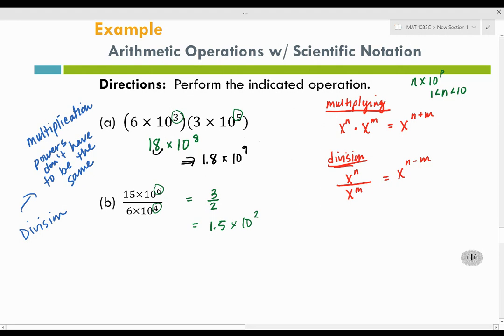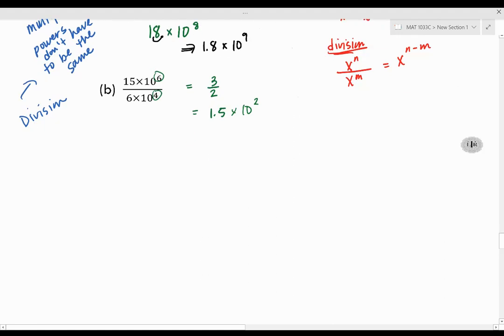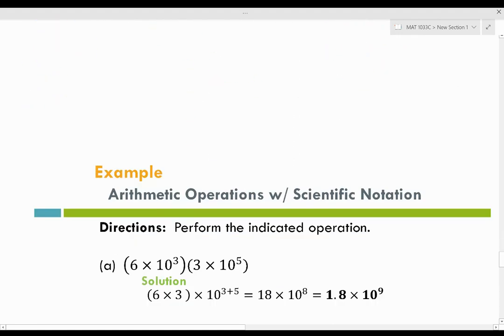And then just like the one before, you need to make sure that your final answer is also written in scientific notation. So the n would have to be a number that falls between 1 and 10. When we look at it, we're good. 1.5 does fall between 1 and 10, and we have times 10 to the second power. All right, cool. Let's check ourselves. Let's see if we're right.